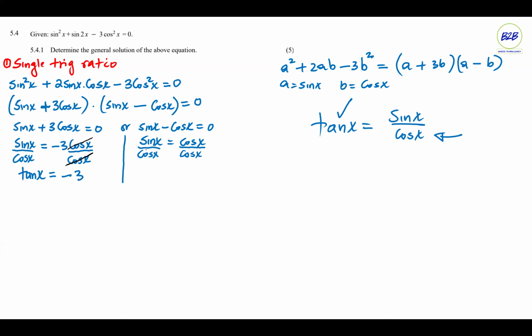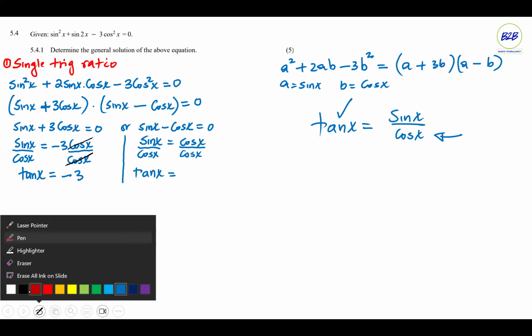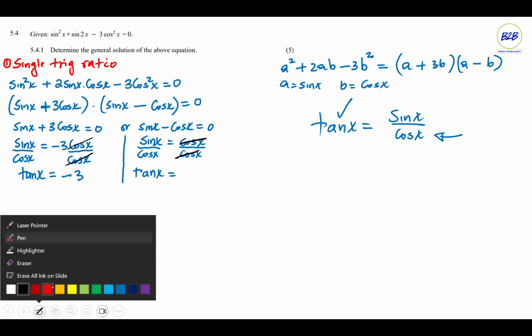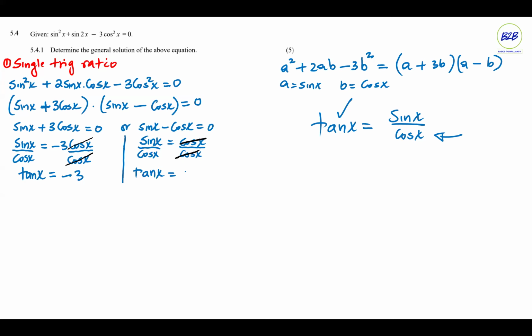And then what do we get? Sine over cos gives us tan. And then cos over cos gives us 1. Not 0, 1. So this is equal to 1. And that, folks, is the end of our first step, which is to strive for a single trigonometric ratio.